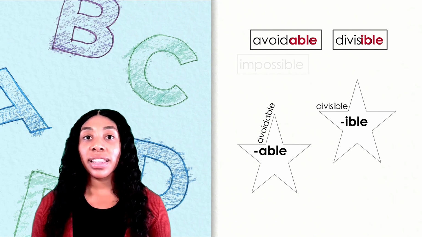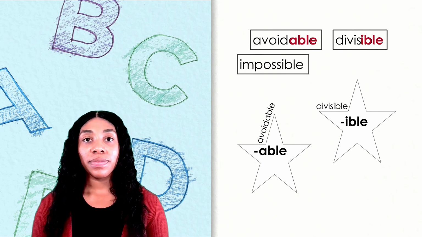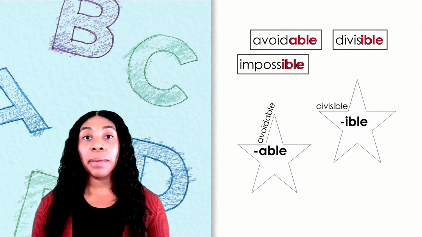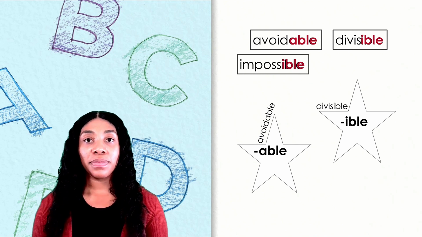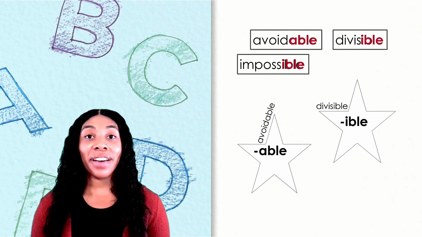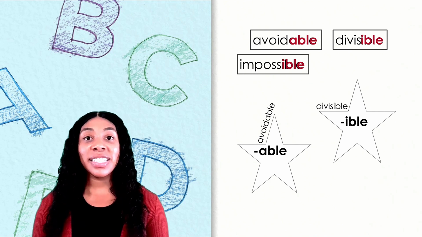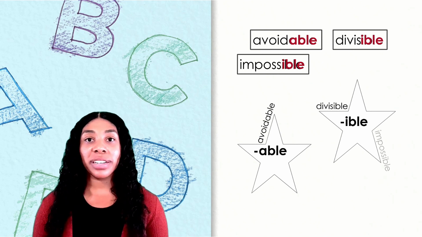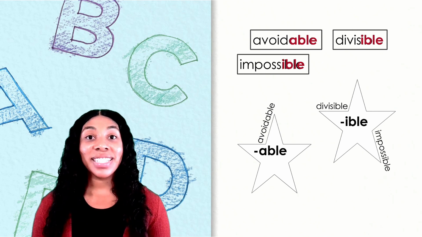Can you read this word? Impossible. Which star does the word impossible belong on? I hear the bull sound at the end again, and it is spelled IBLE because impos is not a real word. Here's our last word.